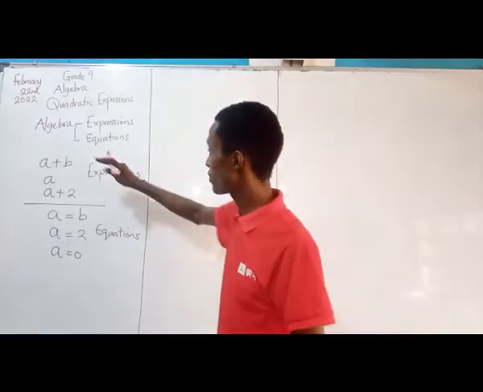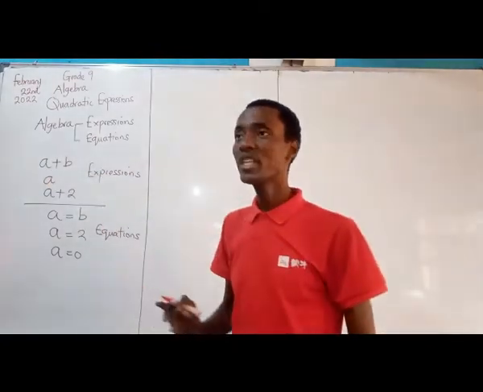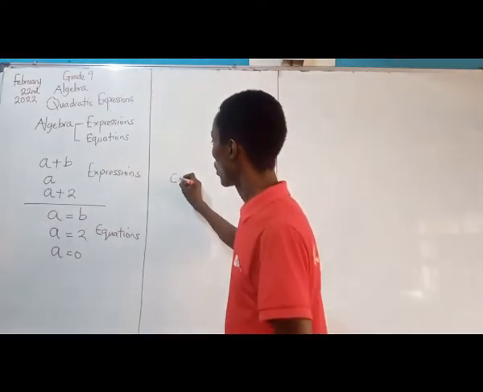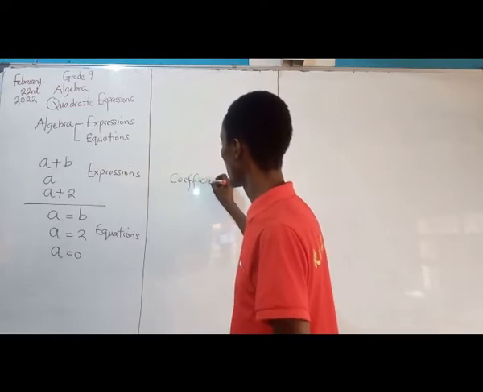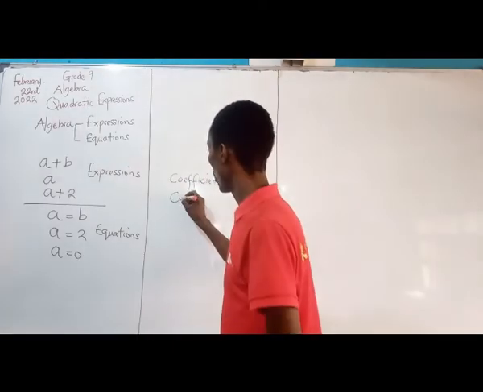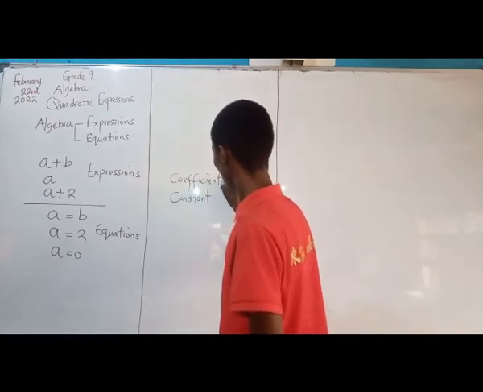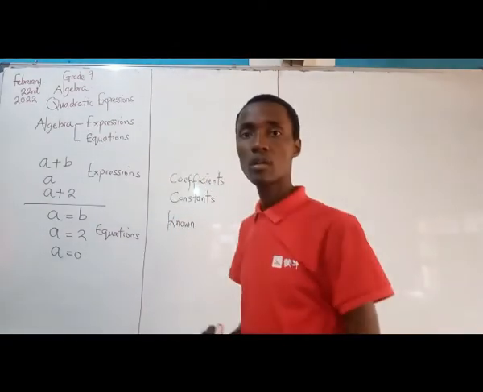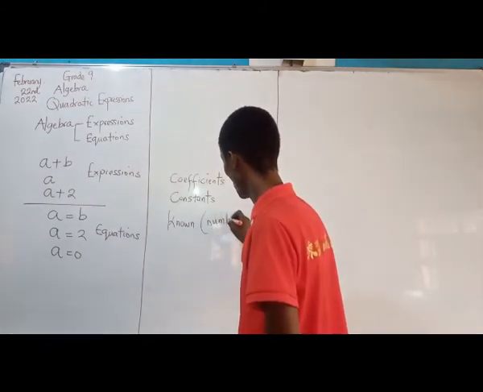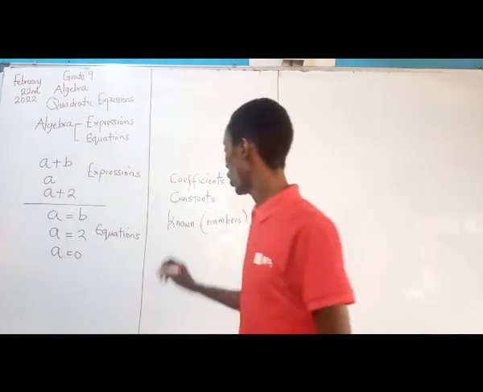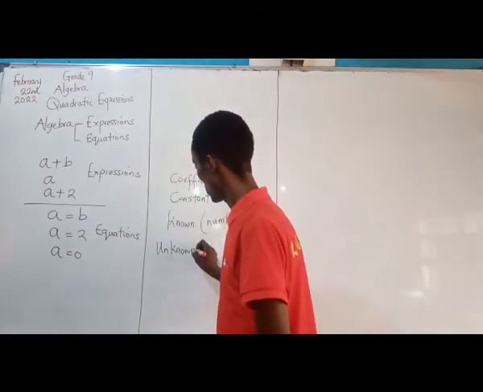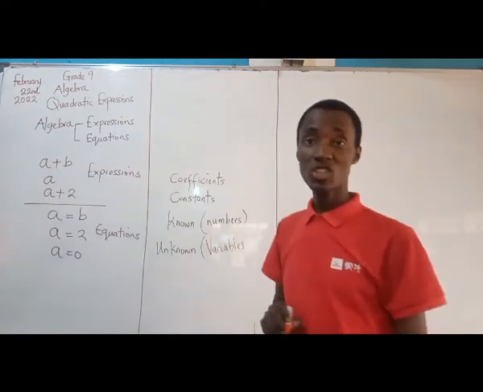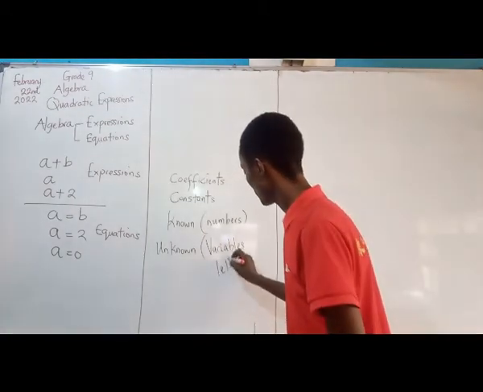Another important aspect we must remember when we talk about algebra will be certain concepts or ideas that we must not forget. We have things like coefficients, in no particular order. We have things like constants. We have things like known, which we will call numbers. We have things like unknown, which we will call variables. And by extension, we can also call them letters.